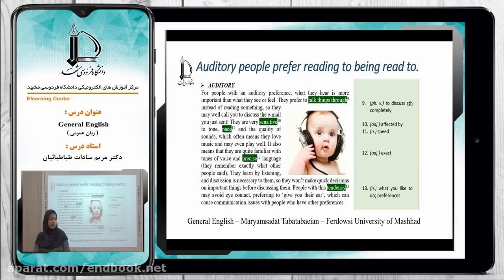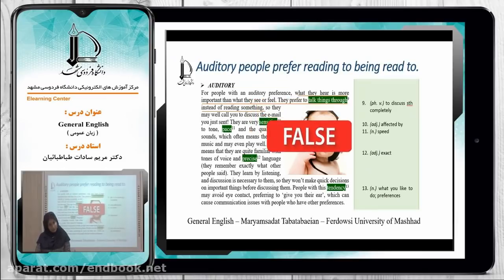Let's take a look at this part. It says what they hear is more important than what they see or feel. When you read, you see it. When others read, you hear it. That means instead of reading something, they prefer to talk about it or hear it. So, is the sentence true? The sentence says they like reading more than hearing others read to them. Therefore, it is false.